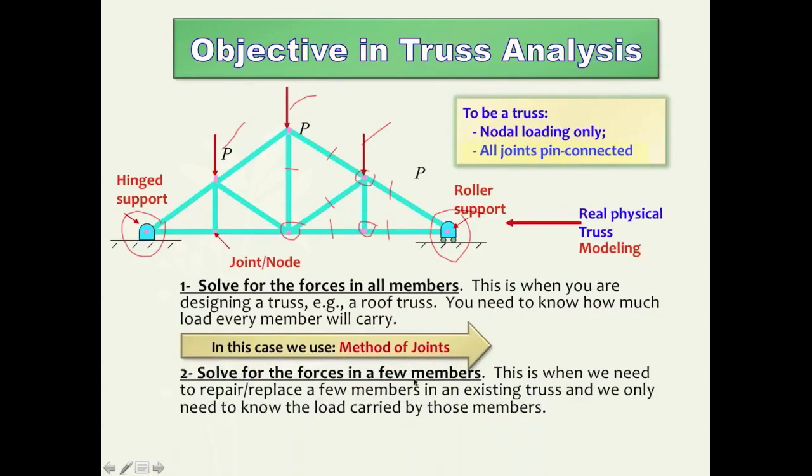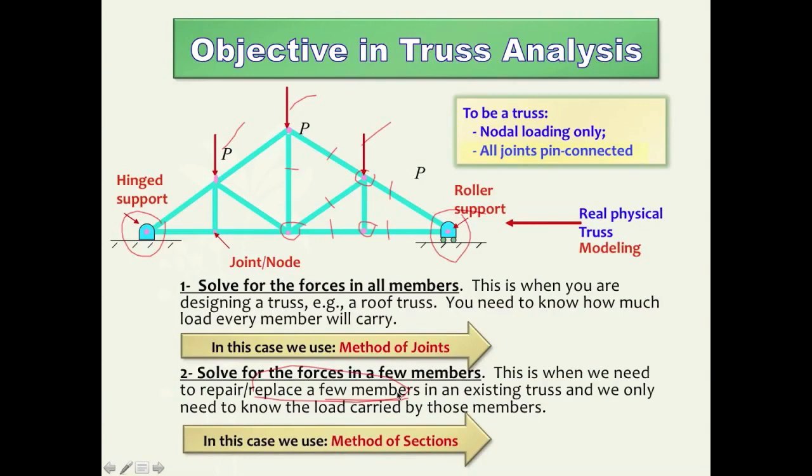However, there are cases where you have an existing truss and for some reason, for instance, you're interested in finding forces in a few members. This is the case, for instance, when some of the members have deteriorated and you only want to replace those few members. You don't need to analyze the truss and find all member forces, but you are only interested in those members that you want to replace. This approach is called the method of sections.